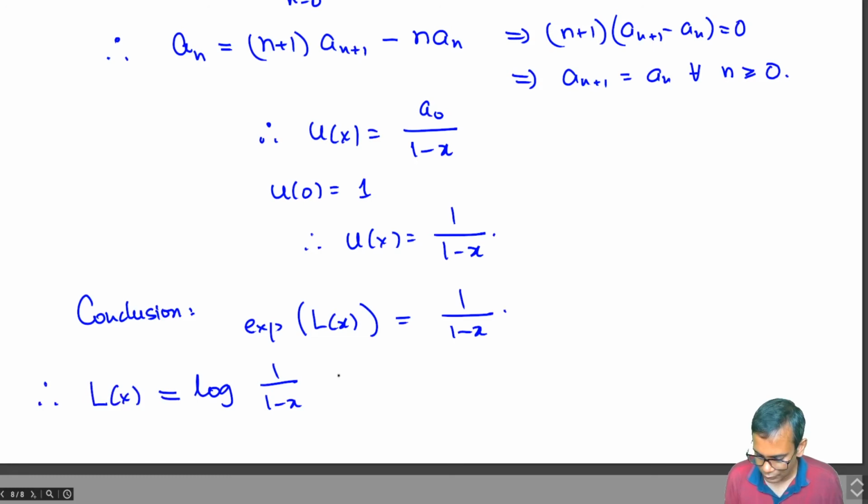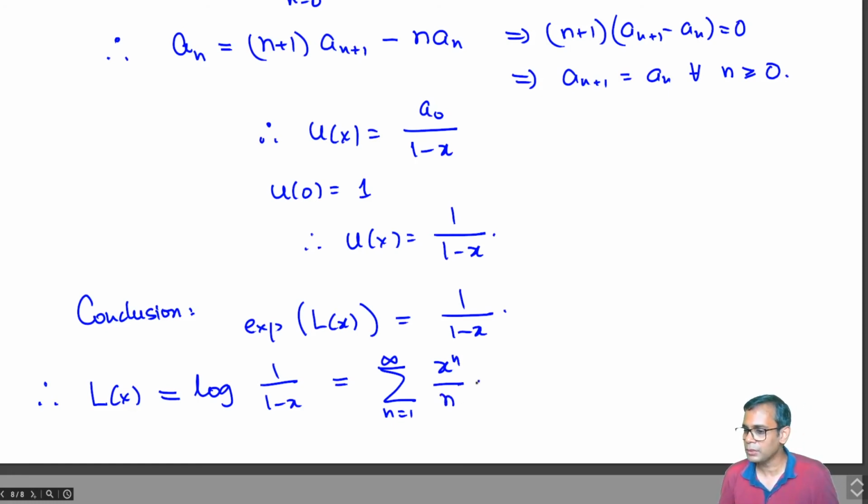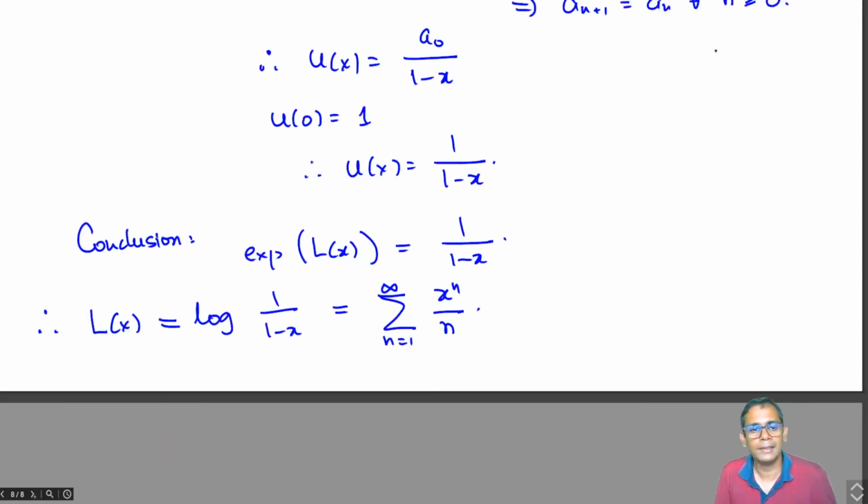We can call it log of 1 over 1 minus x, and it's given by the formula the sum as n goes from 1 to infinity of x^n by n. So this became much simpler using the notion of differentiation. Let's play a little more with logs and exponentials.